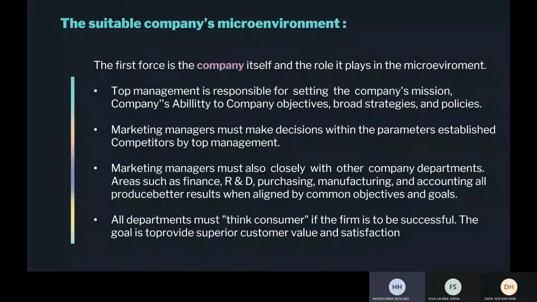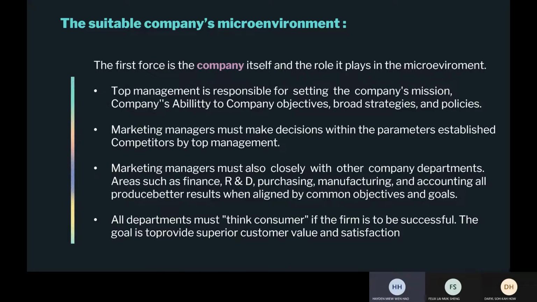Okay, the first one. The suitable company microenvironment is the company. The first is the company itself and the role it plays in the microenvironment. The first element is responsible for setting the company's mission, objectives, growth strategy, and policies.